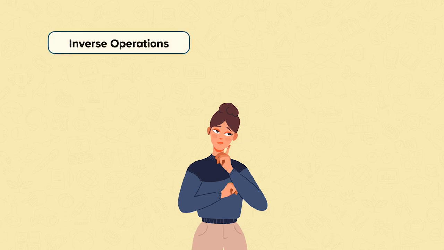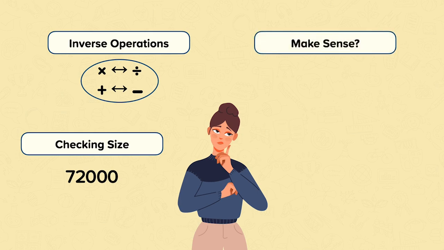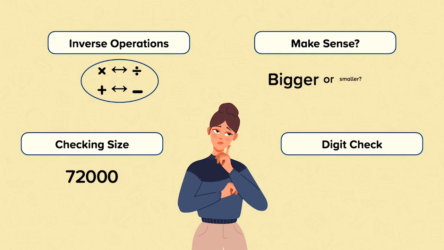Firstly, by using inverse operations. Also, by checking the size of your answer by estimation. Does your answer make sense? Are you expecting the number to get bigger or smaller? Or is the context correct? And we can also check answers by asking, is the final digit correct?